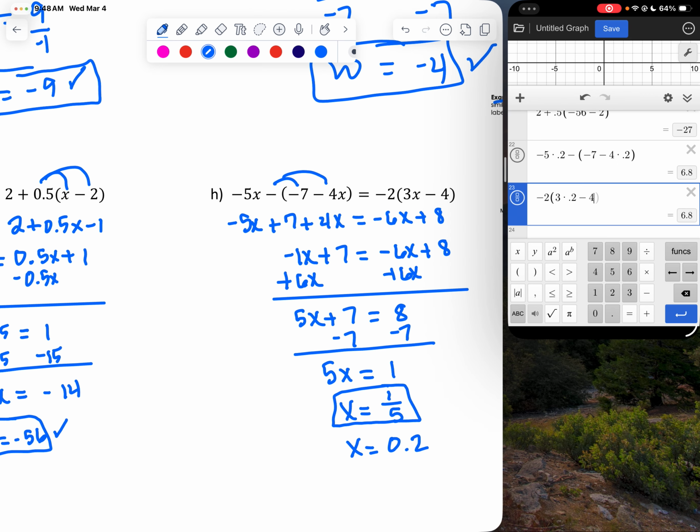Now, the answer I'm going to box in is the 1/5. Because there were no decimals in my original problem, I don't want to put a decimal answer. So I'm going to say that x equals 1/5 is the solution, which is also equivalent to 2/10. And that concludes today's lesson, solving equations with variables on both sides.